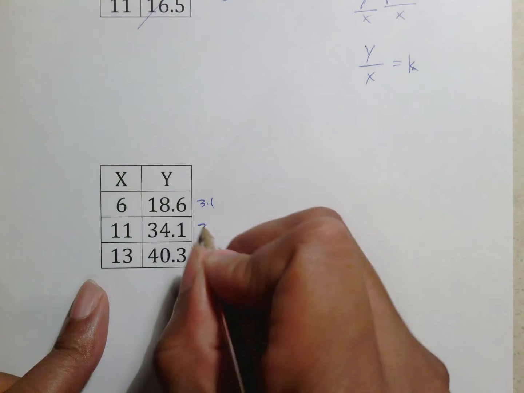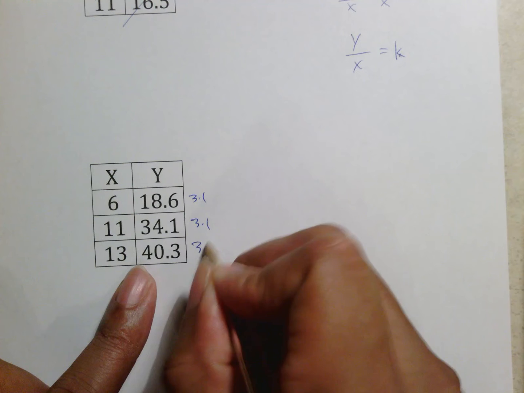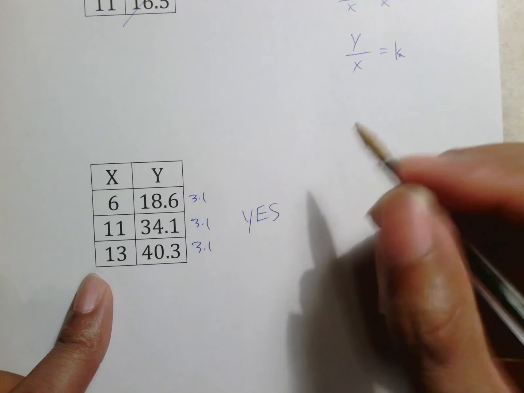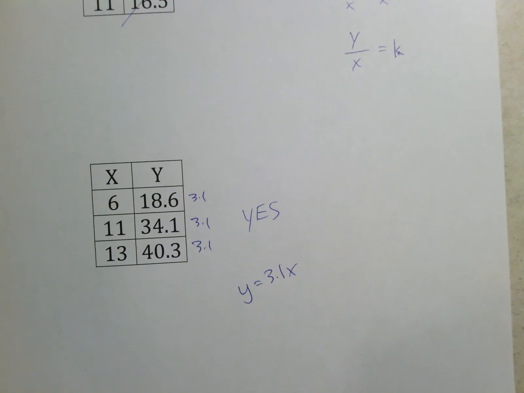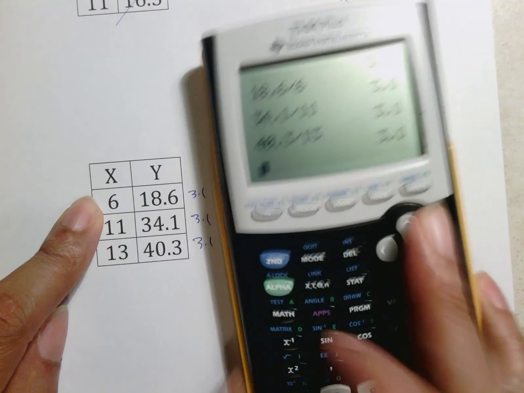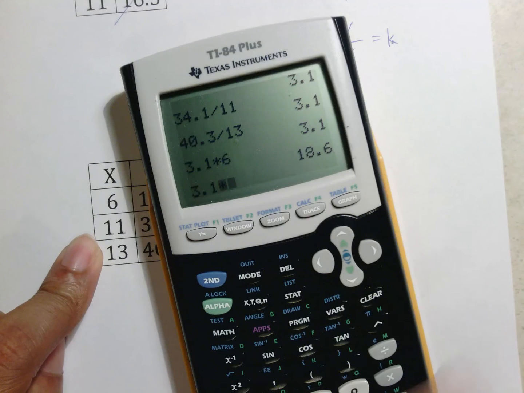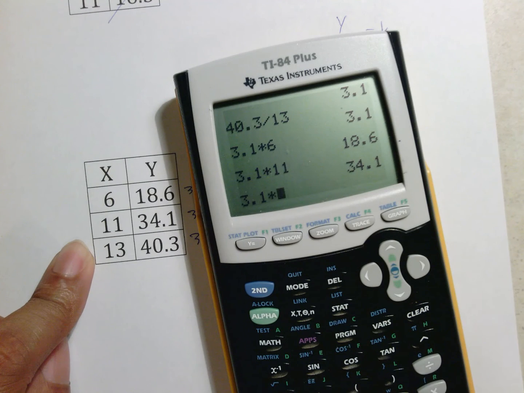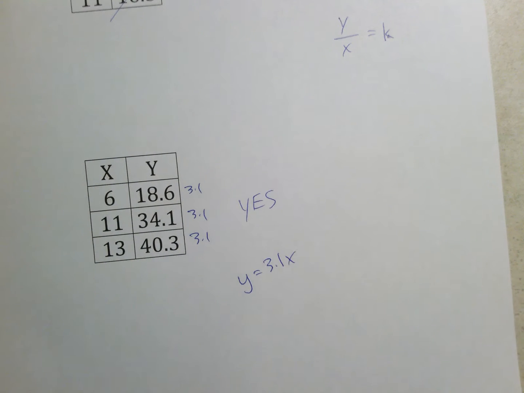We get 3.1. We now do 40.3 divided by 13. We get 3.1. The answer is yes, it is directly related, and the constant of variation, or the equation, would be y equals 3.1x. And then again, think about it. 3.1 times 6, 18.6. 3.1 times 11, 34.1. 3.1 times 13, 40.3. So whatever answer you get here is your k, and that is what you plug into it.